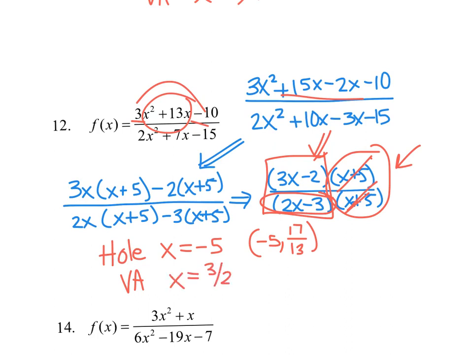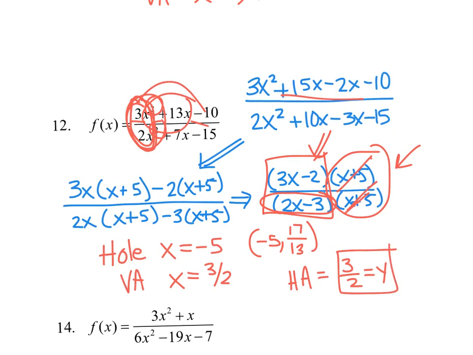And then for the horizontal asymptote, you want to look at the degrees. Right here you have degree 2 and degree 2, so you're going to take the ratio of the leading coefficients, which is 3 halves. So the horizontal asymptote is y equals 3 halves. Oops, it should be an equation.